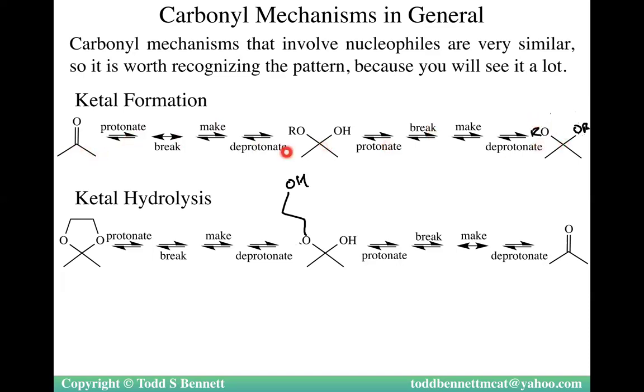Ketone to hemi is 1 round, hemi to full, second round. Ketal to hemi, full round, and then hemi to ketone, a full round. Protonate, break, make, deprotonate under acidic conditions. So this is acidic. That's why protonate is first.